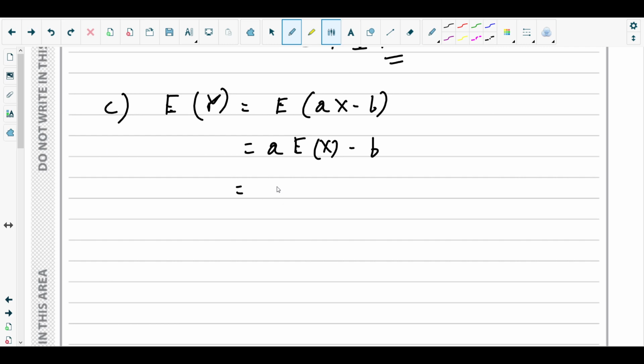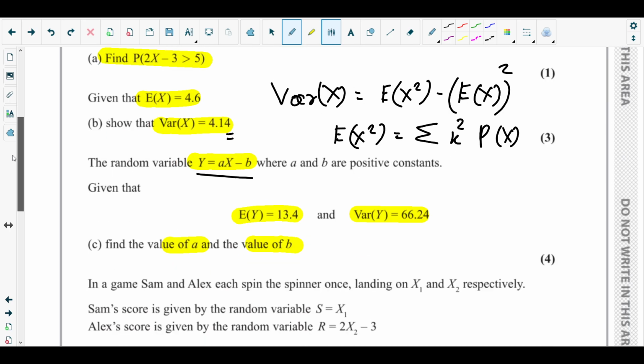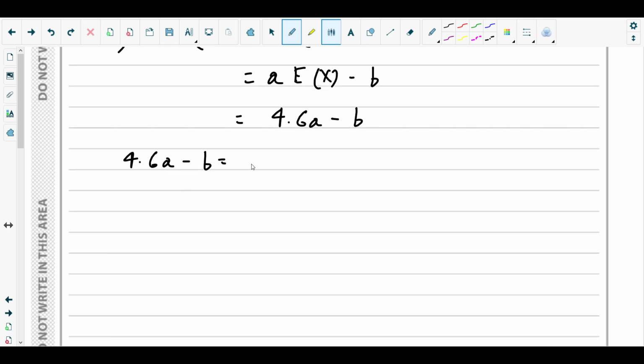So 4.6a minus b, right? So what we can equate, they have given the expectation of y. So 4.6a minus b equals how much? This is basically 13.4. This is the first equation.